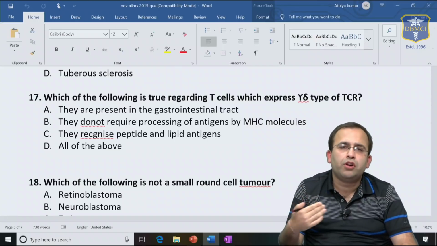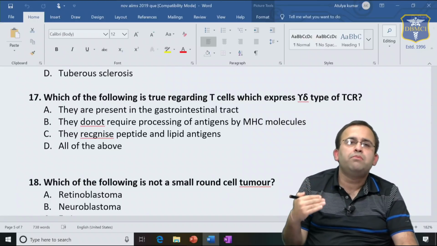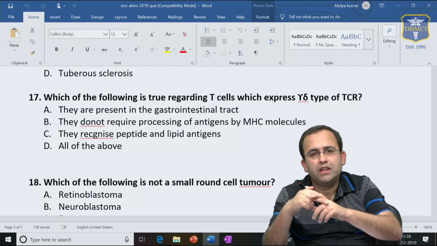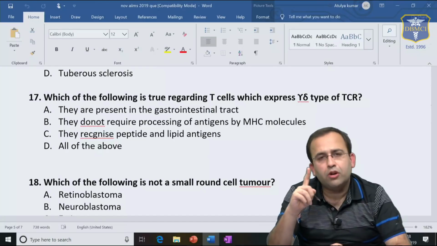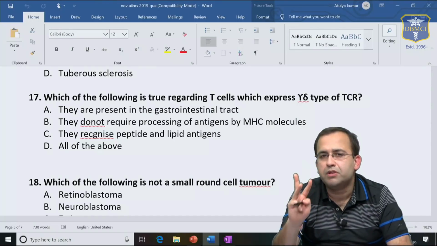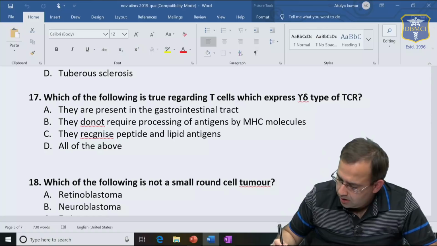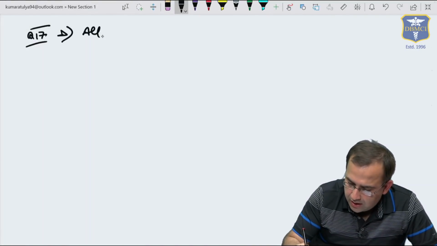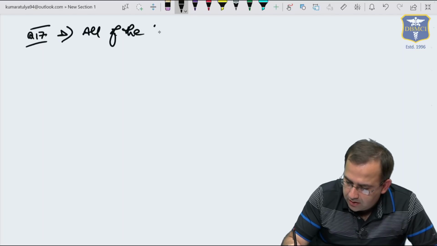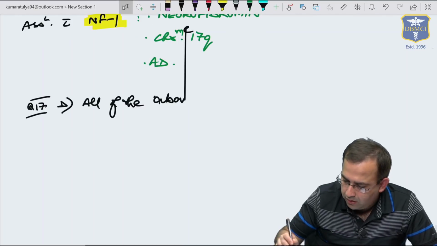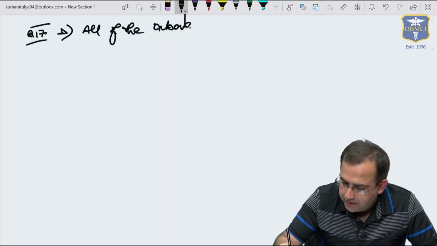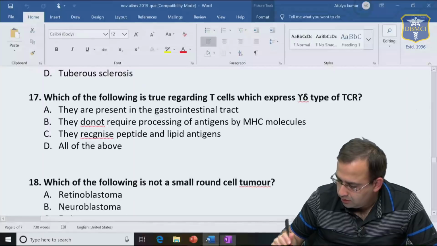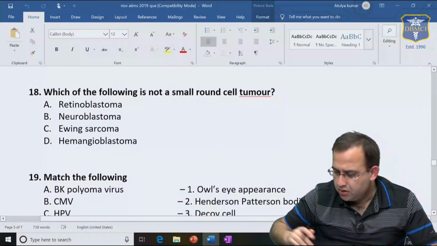They are the first point of contact where antigen comes in contact with the body. So whether you knew whether they need MSC or not, you know that option A and option C are 100% true. Hence the answer is D, all of the above. That is question 17. The answer is D, that is all of the above.